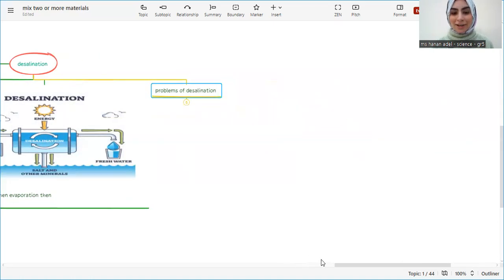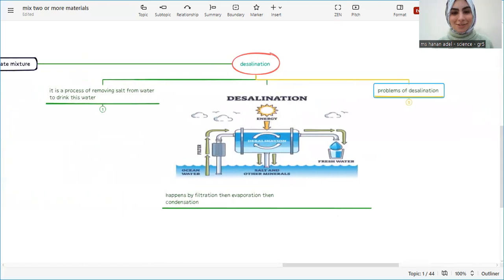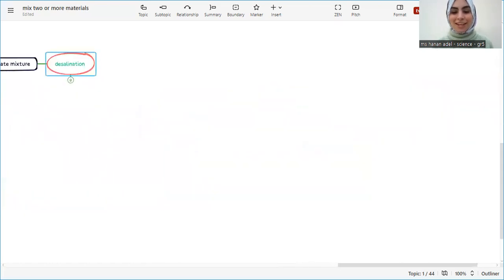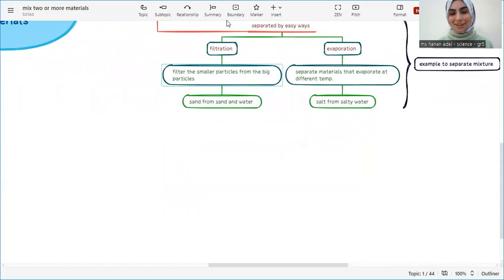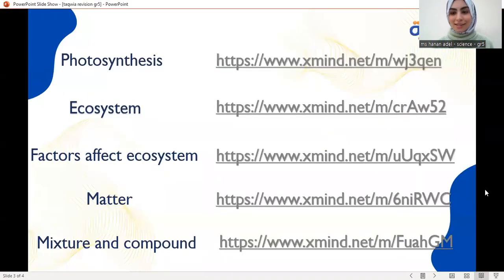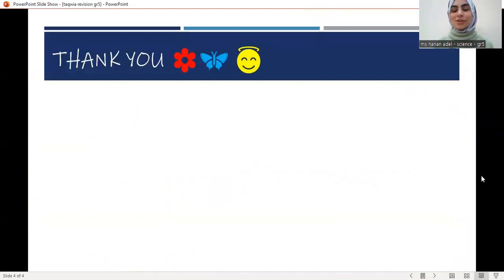We have now finished everything related to desalination, and we finished actually everything related to science. I hope you find it easy. I hope this mind map helped you.